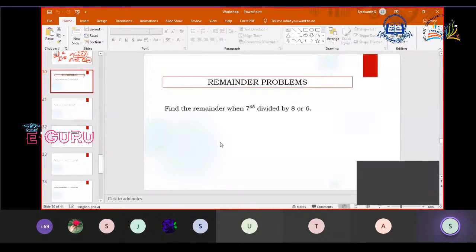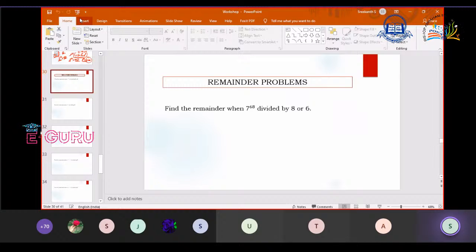Before that, we can finish this number related part. So here we will be discussing something related with the remainder problems. Sometimes this type of questions will be there. Find the remainder when 7 raised to 68 is divided by 8 or 6, something like that.